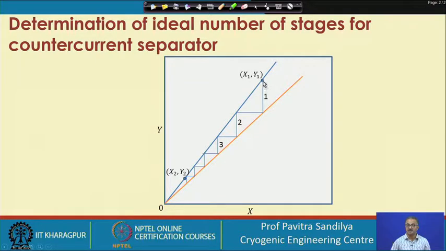connecting the operating line with the equilibrium curve. So, this is counted as 1, 2, 3 and so on and so forth. This is exactly the same as what we have learned under the McCabe-Thiele method. So, now we are finding the number of equilibrium stages.